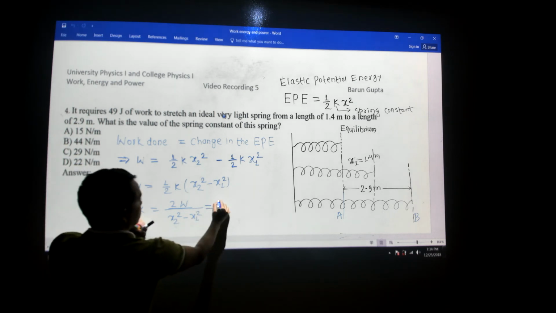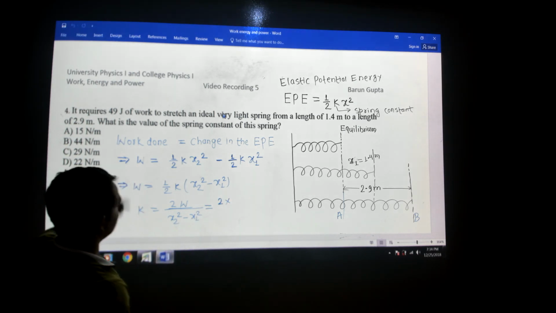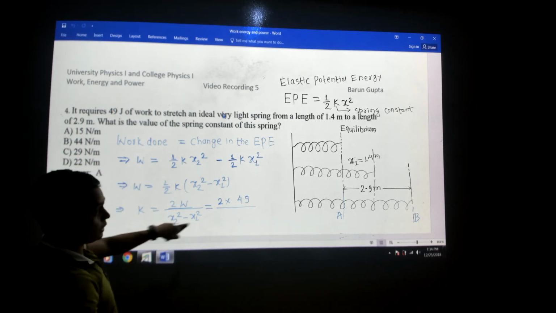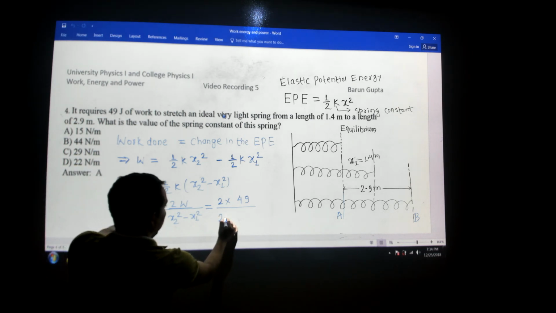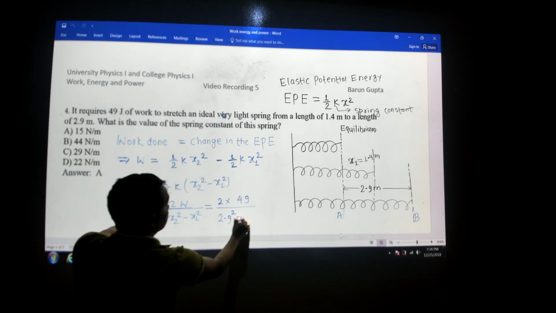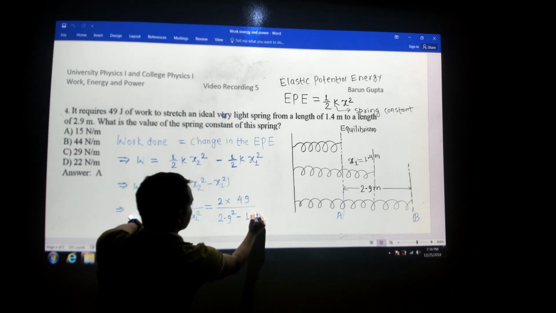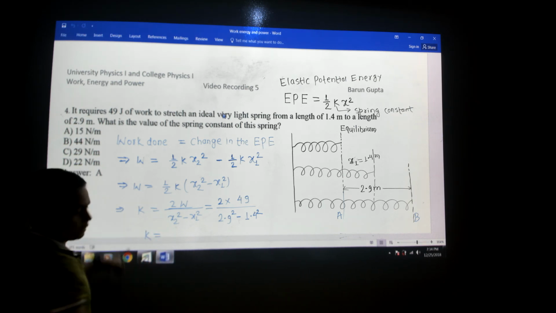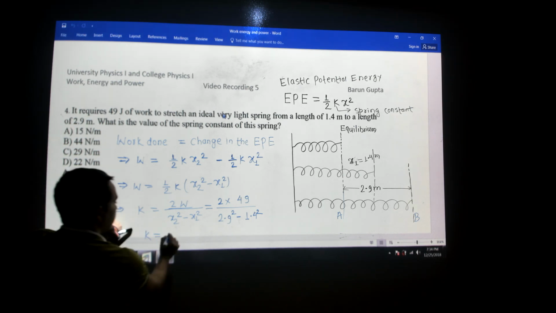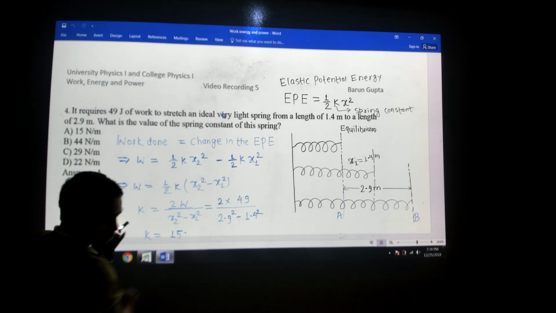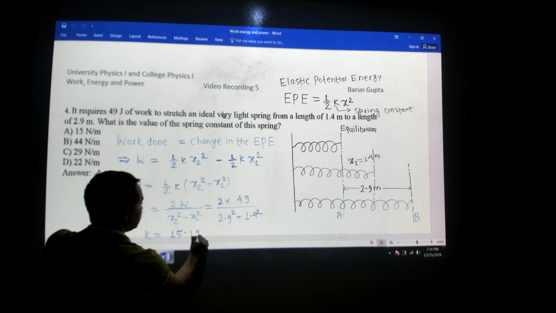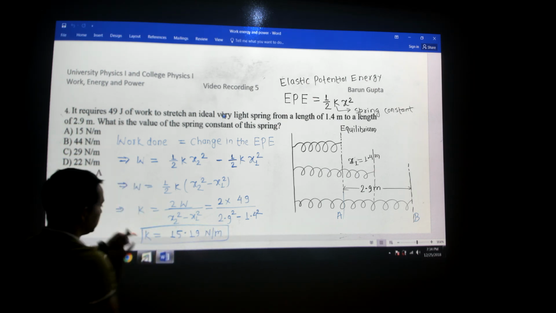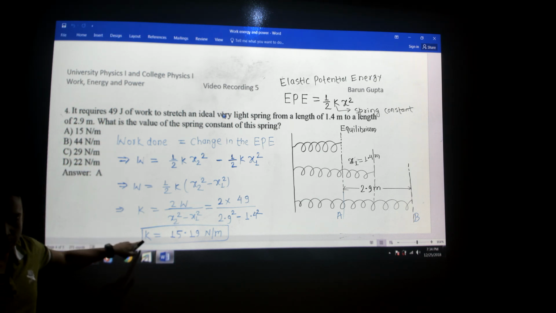2 times, what is the amount of work done? Which is 49 joule. x2 is 2.9. 2.9 squared minus 1.4 squared. And if I just plug in all the values, the answer you will get is 15.19. And the unit for this one is Newton per meter. This is not a kinetic energy, this is just the spring constant. Okay.